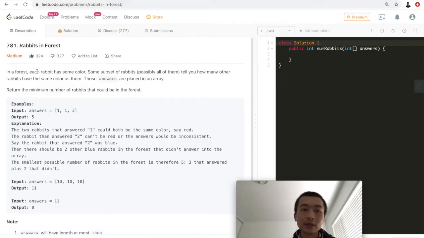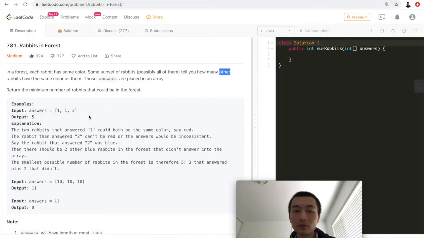Let's take a look. In the forest, each rabbit has some color. Some subset of rabbits, possibly all of them, tell you how many other rabbits have the same color as them. All right, this is one interesting statement. One key word to note is how many other rabbits have the same color as them. Just bear that in mind. Those answers are placed in an array. The question is asking us to return the minimum number of rabbits that could be in the forest.